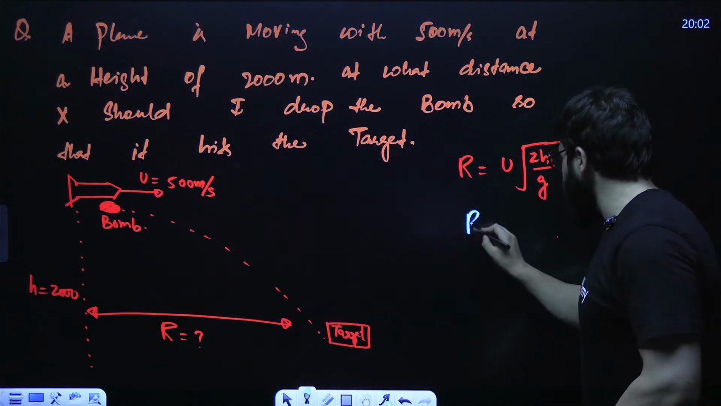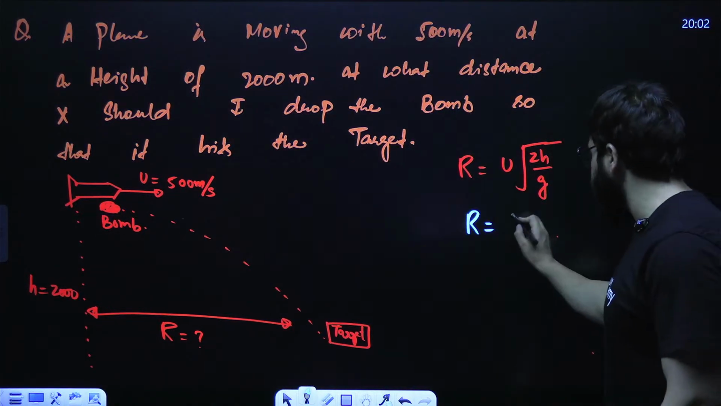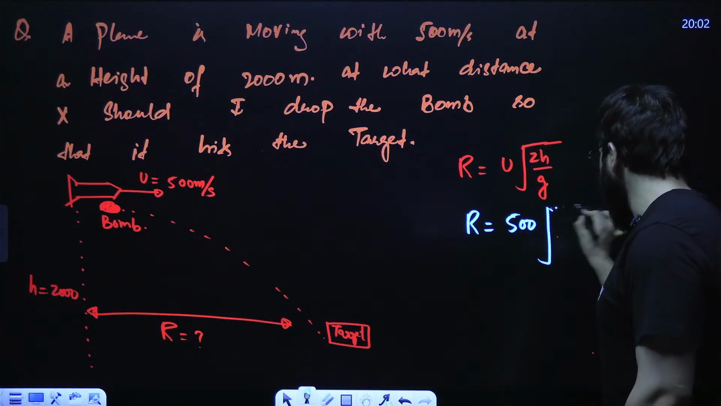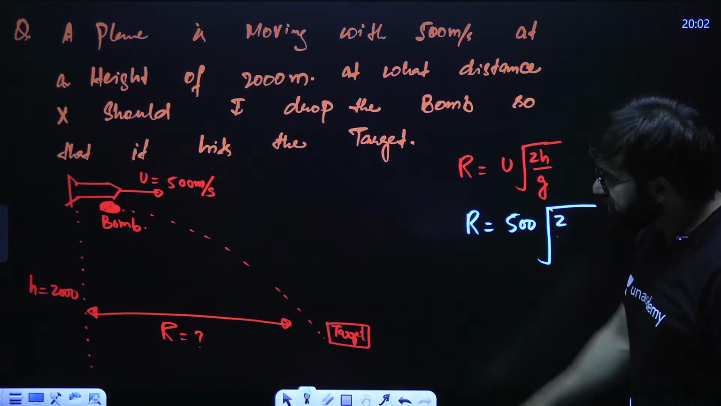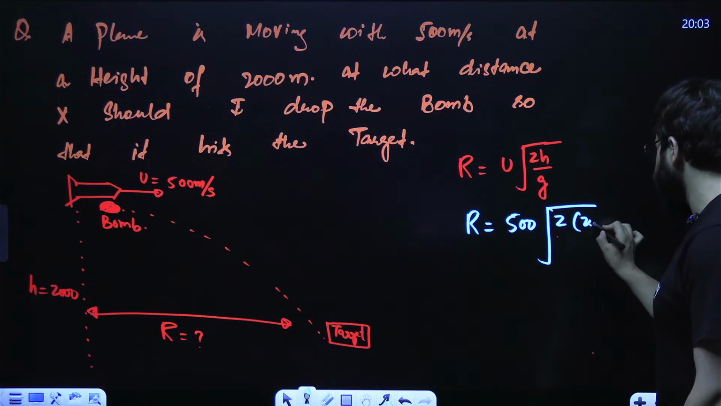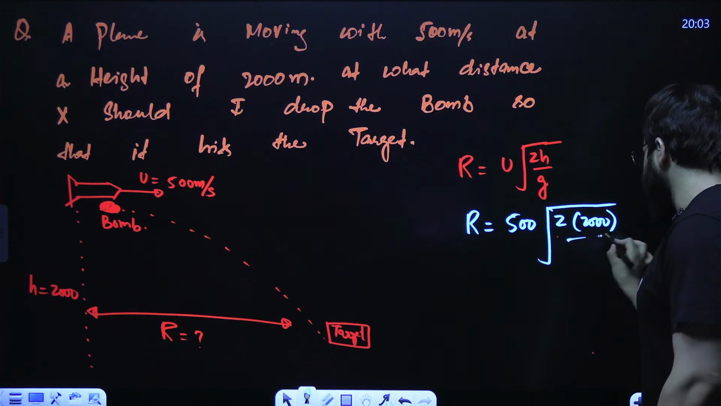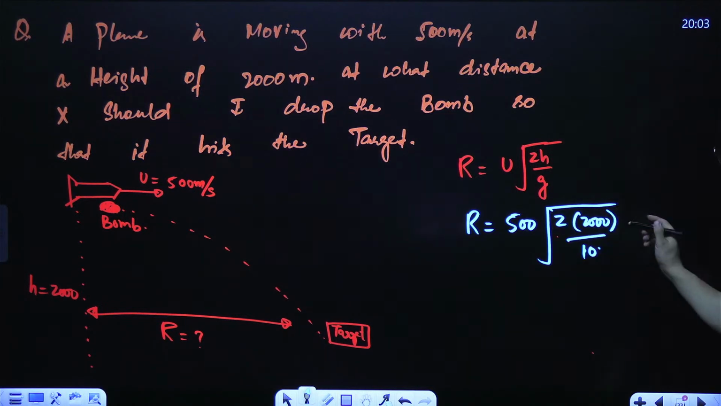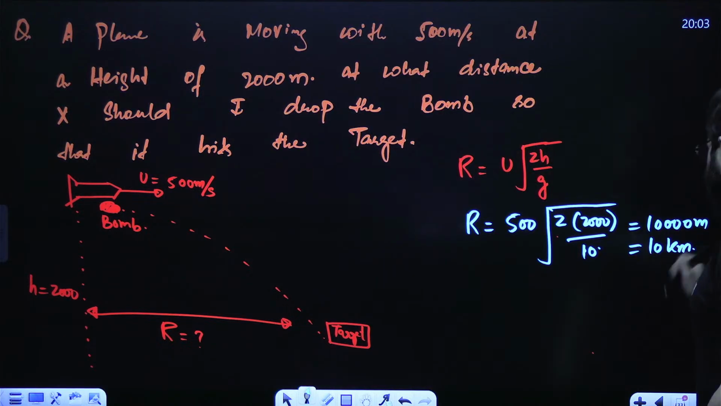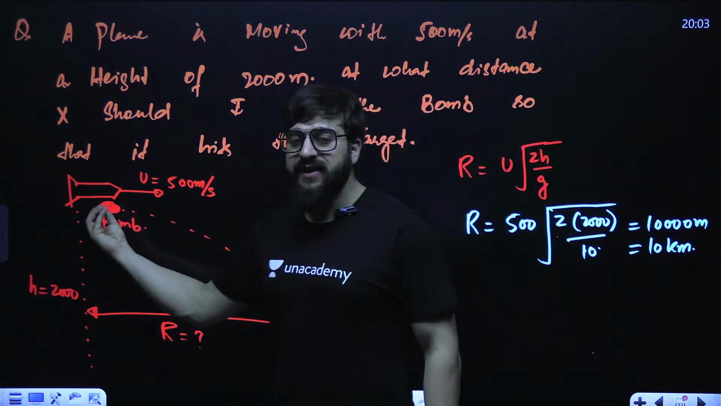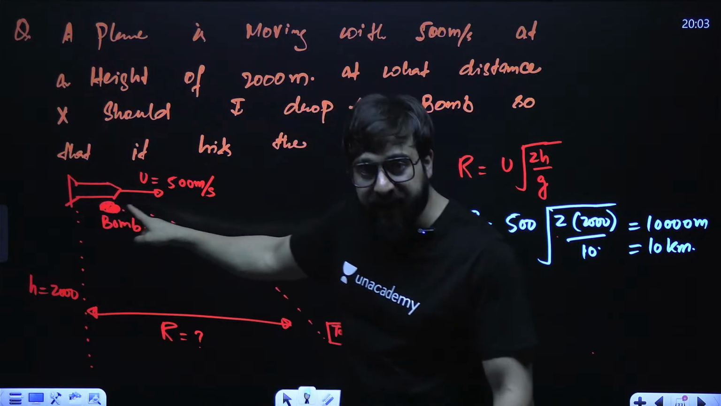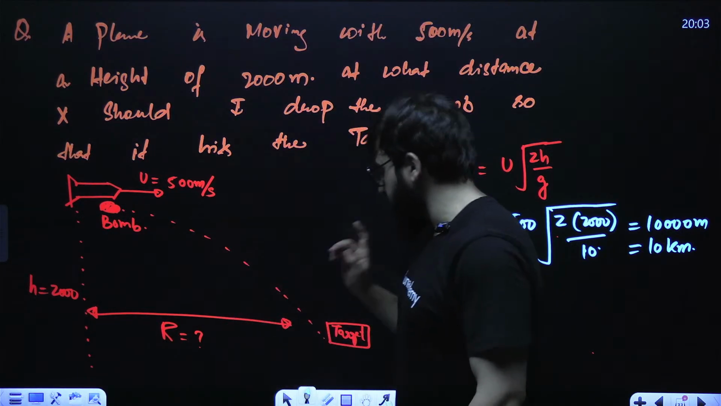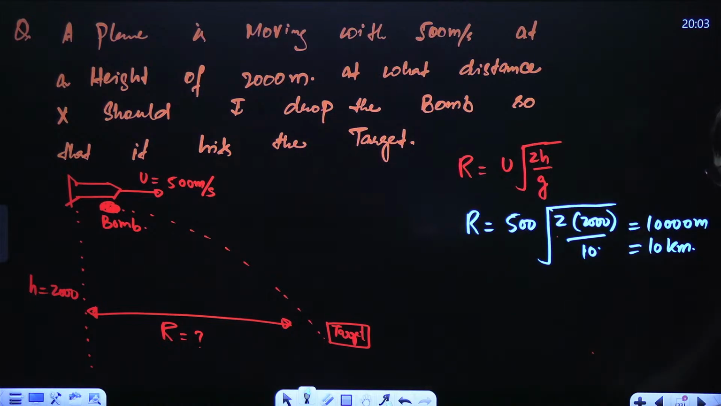So I say over here R is equal to, what is the value of U over here? That is 500 under root of, then we say 2. How much is the height? Height is 2000. 2000 divided by, we say G in this particular case is 10. Okay. And if you solve it, it will come out to be 10,000 meters. 10,000 meters, that is 10 kilometers. So means you have to initially leave it before 10 kilometers, then only it is gonna hit the target. It will hit the target. Okay, this one.